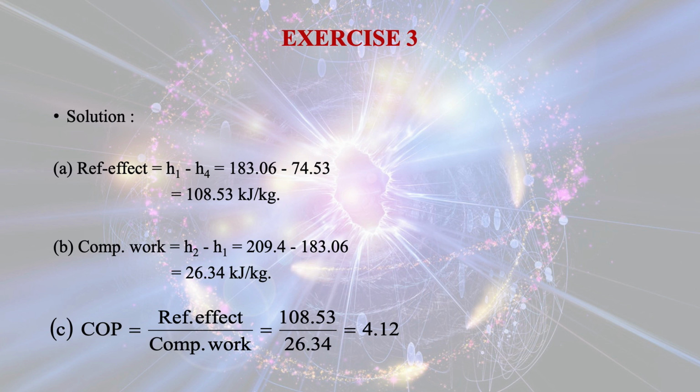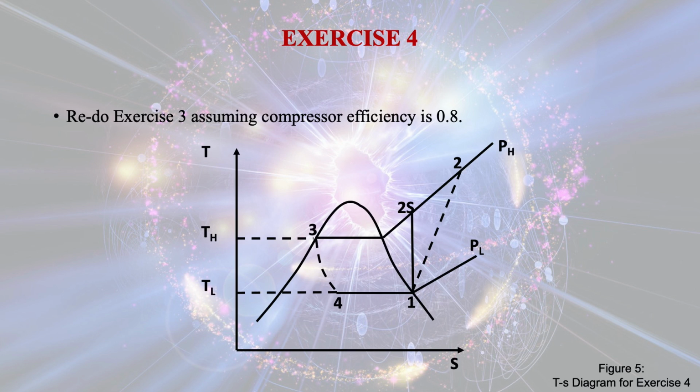Now let us begin exercise 4. It says: redo exercise 3 assuming compressor efficiency is 0.8. So dear learners, the process from 1 to 2s is an isentropic process, but because of the irreversibilities in the system, the actual work done by the compressor is H2 minus H1. So 1 to 2 is the actual compressor work because of the irreversibility in the compression process.